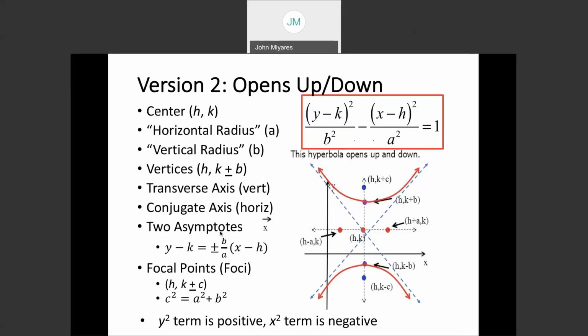Finally, so that we don't forget it, the key factor in this equation that will make it open up-down as opposed to left-right will be that the y squared term in the equation is positive and the x squared term is negative. Again, I'll pause here for a few seconds for you to process all the information on this slide.